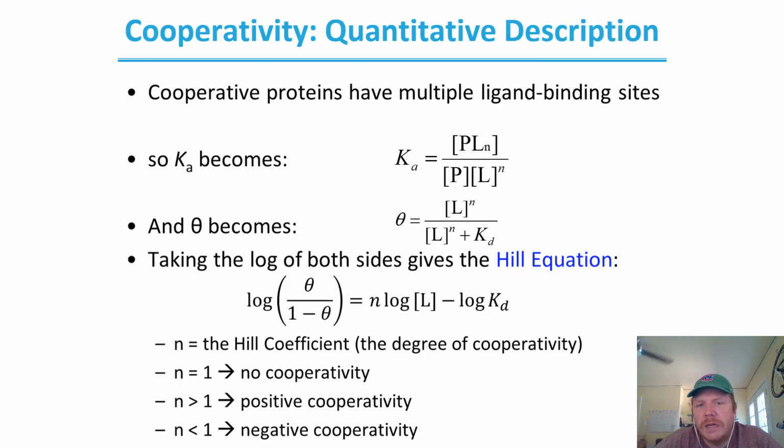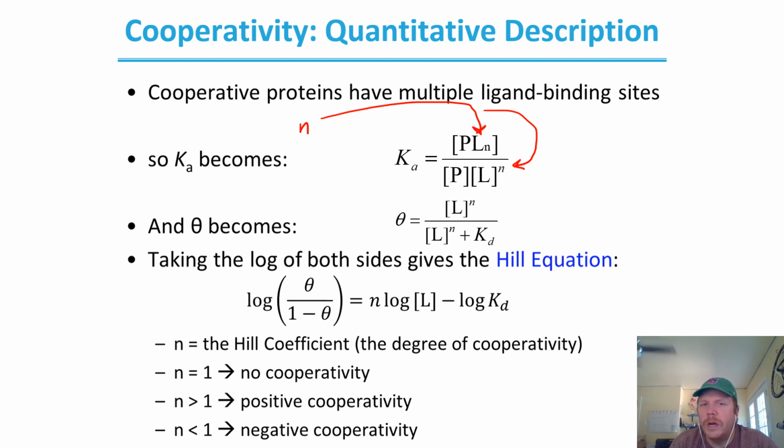Now, cooperativity can be modeled, and it's a little bit more complicated and more challenging than what we were talking about previously with that theta representation. And the reason for that is because you have all of these different factors. You have all of these different subunits. So cooperative proteins have multiple ligand binding sites, so our K sub A is changed. Now all of a sudden we have to worry about N, the number of binding sites. So that N value finds itself there, and it finds itself there.